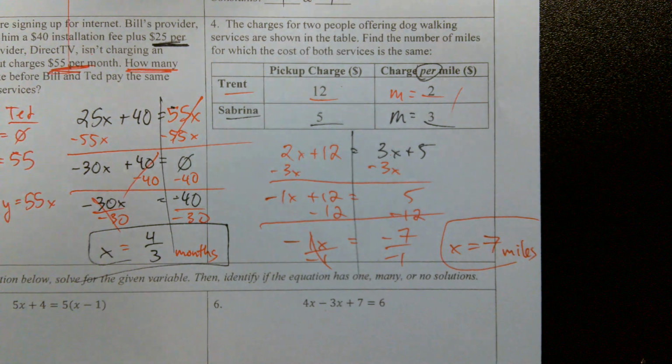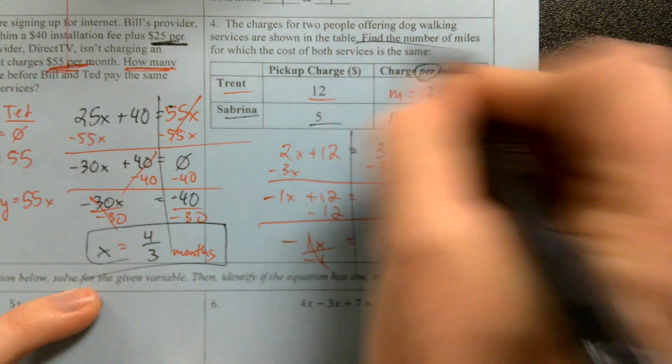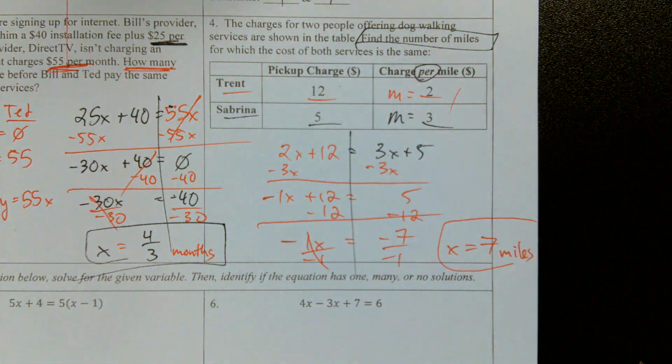How do we know what my units are? Well, the question says, find the number of miles. We just solved it, and we found 7. Therefore, we found the number of miles it'll take before Trent and Sabrina are making the same amount of money for their dog walk. It's a lot of miles.